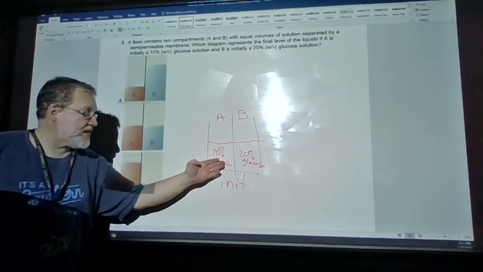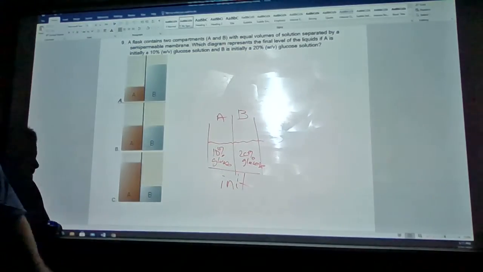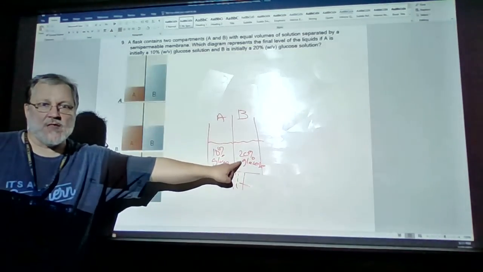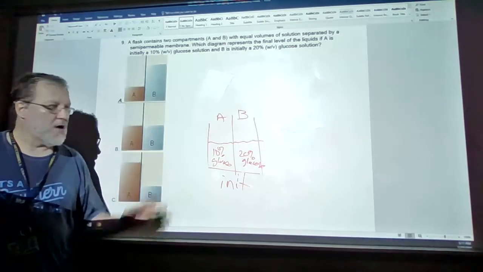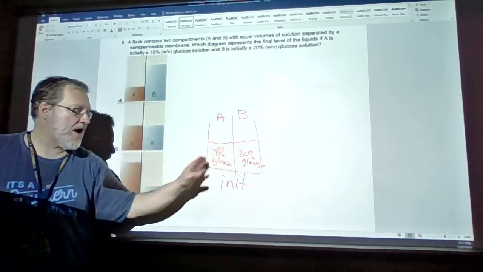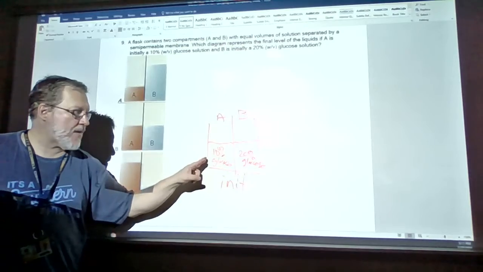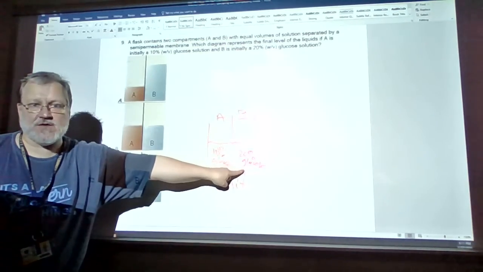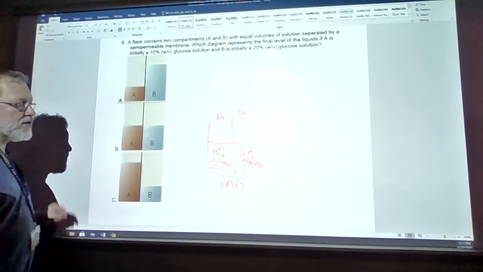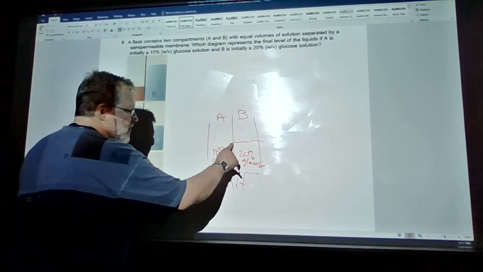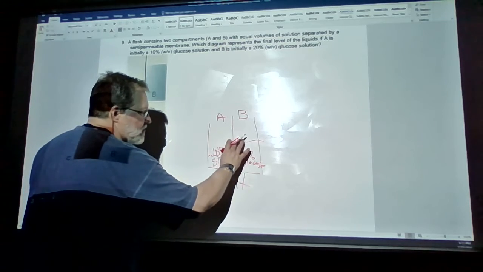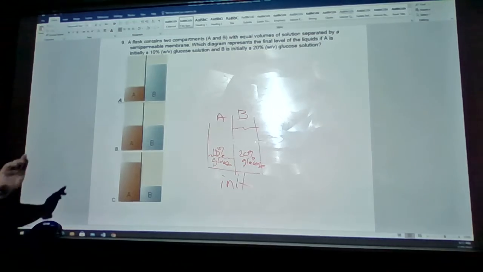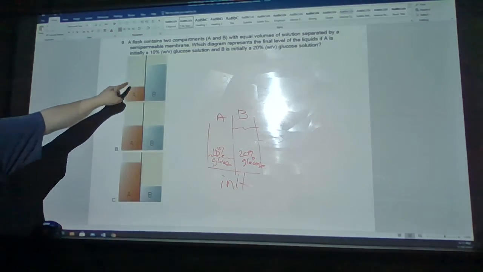Water moves from the 10% side to the 20% side because that's a semi-permeable membrane. Because there's more glucose over here, there are more things dissolved in solution. The water preferentially migrates to this side, but cannot migrate back because the glucose gloms onto it. It keeps it on this side. Therefore, over time, the water in this side will decrease. The water level in this side will increase. So here, answer is A.